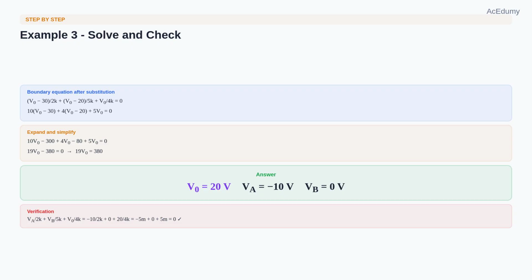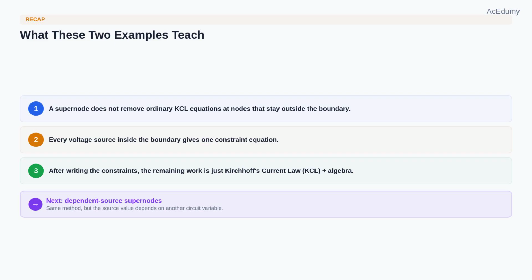The branch current check is elegant here. Through the 2 kilo-ohm resistor, the current is negative 10 over 2K or negative 5 milliamps. Through the 5 kilo-ohm resistor, the current is 0. Through the 4 kilo-ohm resistor, the current is 20 over 4K or positive 5 milliamps. Negative 5 mA plus 0 plus positive 5 mA gives 0. Correct. These two examples show the range of the supernode method.